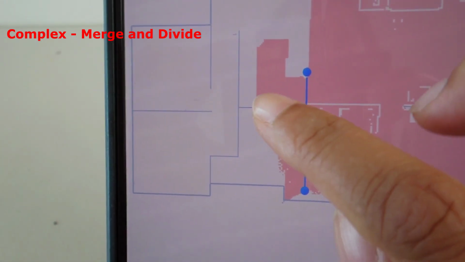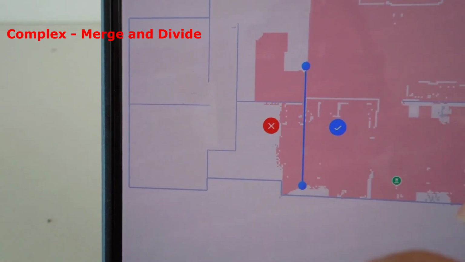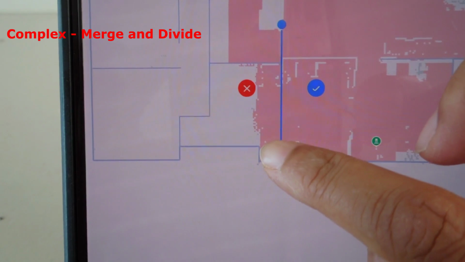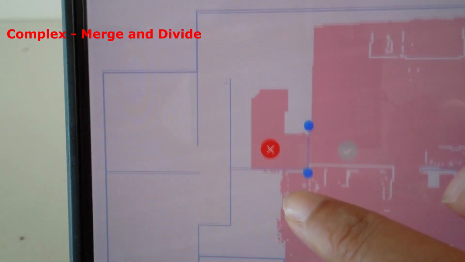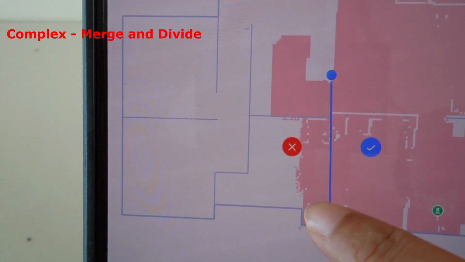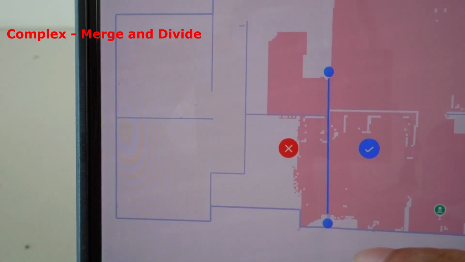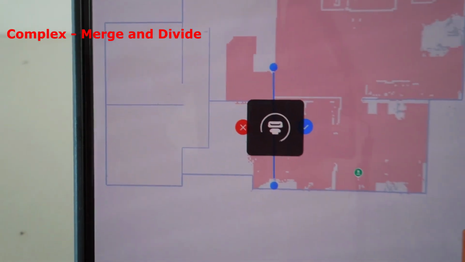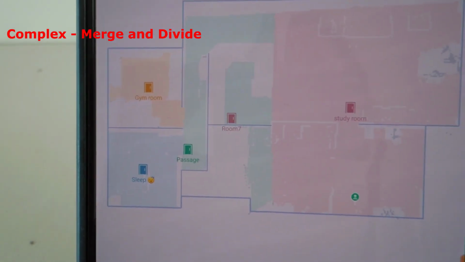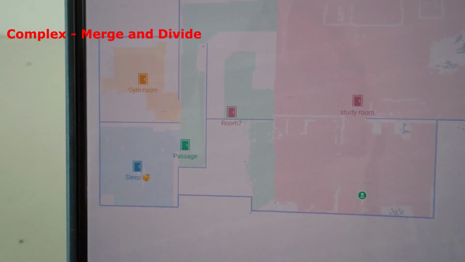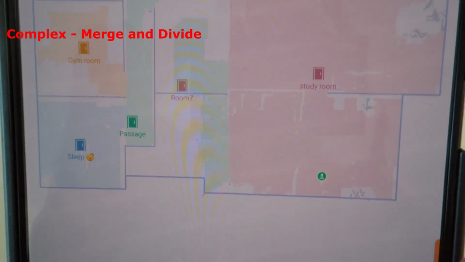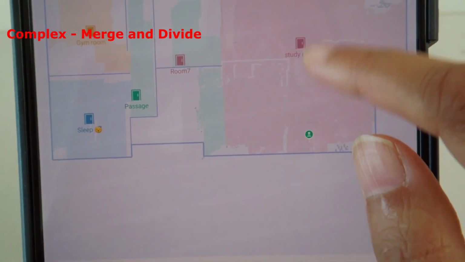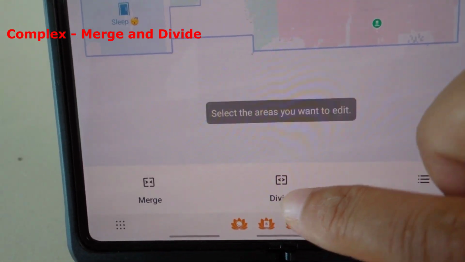Alright, so if I split it like this, it'll split this area and this area, and maybe that's not what I want, so I'm just going to try and do this, but it's not giving me just the kitchen area, so I'll have to maybe use the split first. Alright, so it has split this into room 7. Now I need to split these areas as well, so I go to divide.